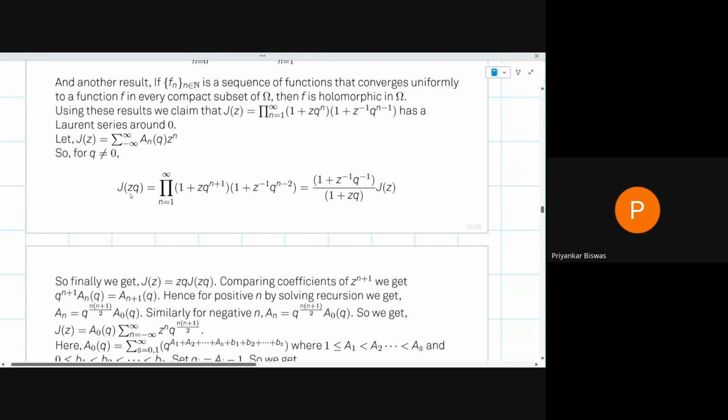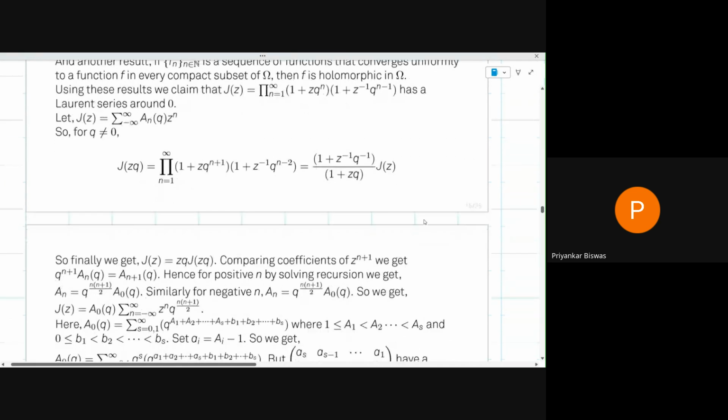So put zq in place of z, and you will get that this would start from 2 to infinity, and this would be from minus 1 to infinity. If we manipulate something like this, 1 by z times 1 plus zq, this is 1 plus z inverse q inverse, this is just this. As you can see, if we multiply this and divide by this, this is just g of z.